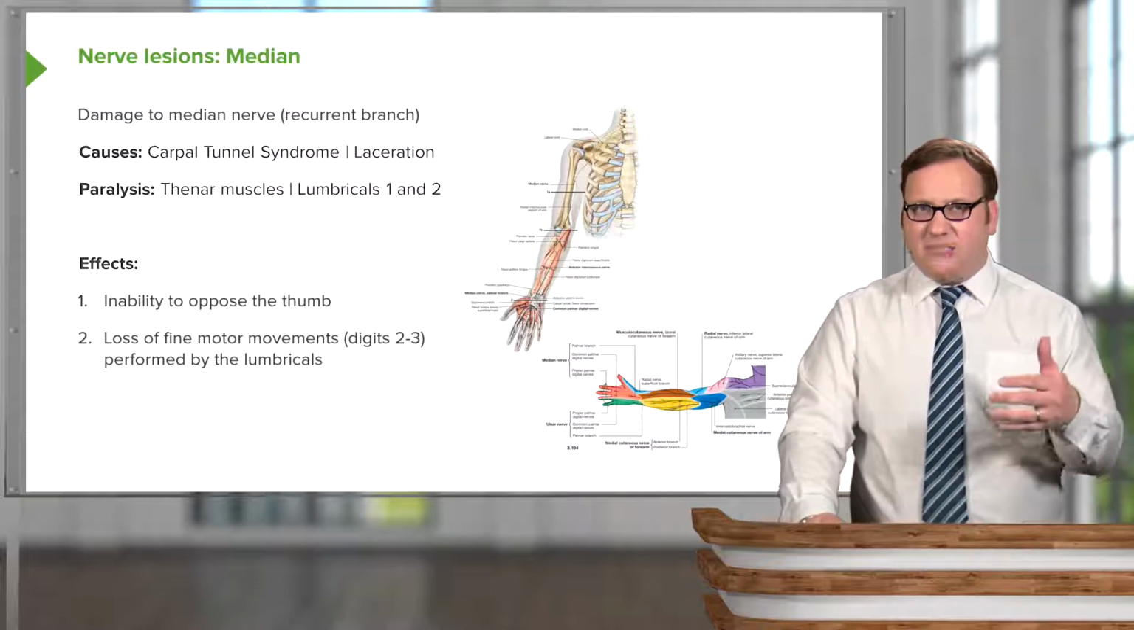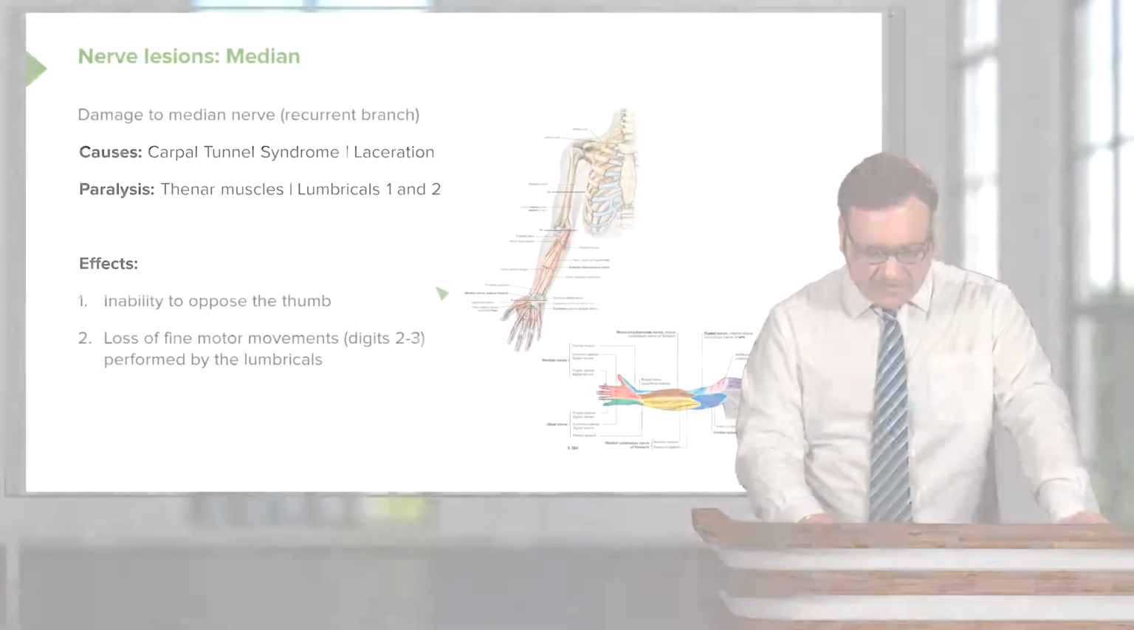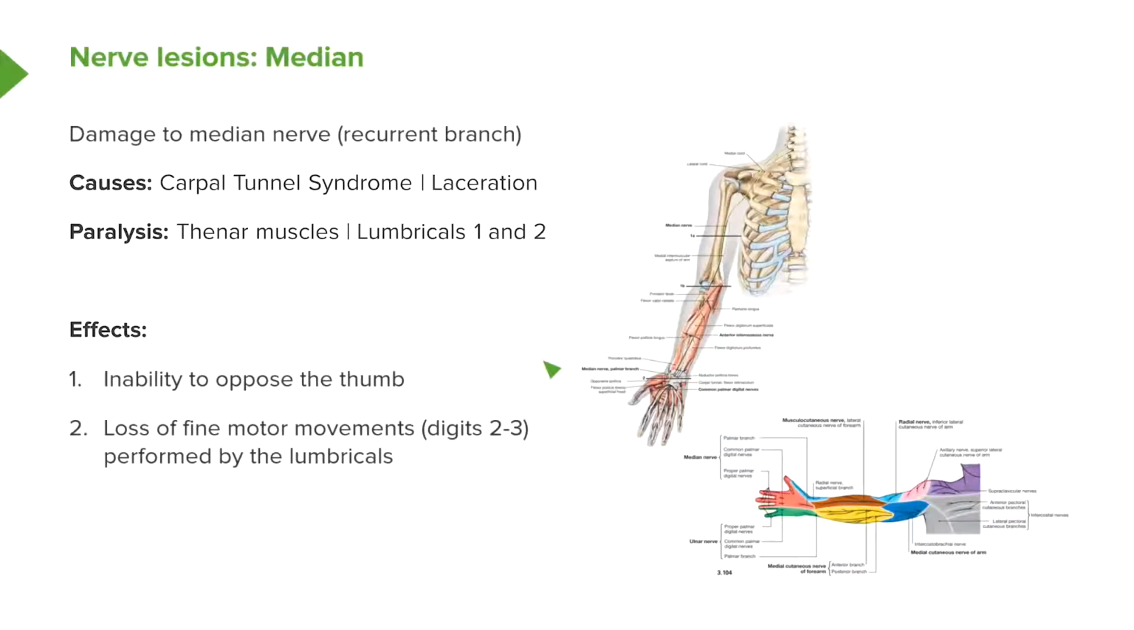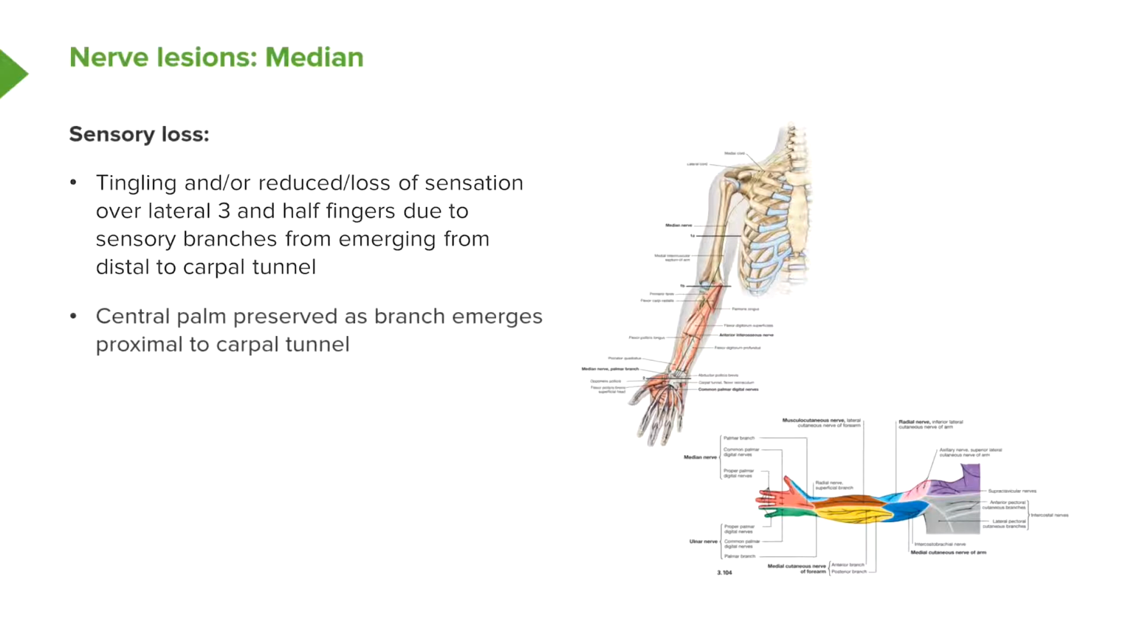These are supplied by the recurrent branch of the median nerve that passes through the carpal tunnel and therefore is likely to be damaged. Because of that, you have an inability to oppose the thumb, and you lose the fine motor movement that is possible via the lumbricals with digits 2 to 3. So loss of fine motor movements of the lumbricals. And we can see that here. We see the lumbricals will be damaged, and we see the thenar eminence here will be damaged due to damage to the recurrent branch of the median nerve.